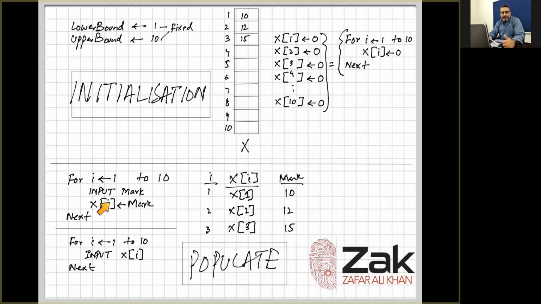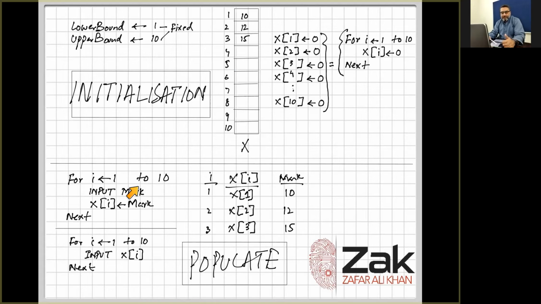So if I is 1 and the mark is 10, x1 will become 10 here. In the next loop, let's say when I is 2, the mark that was entered was 12. So x2, because I is 2, x2 will become 12 here. In the third loop, when I is 3, the mark entered is 15. Then x3, because xi will be assigned this mark, will be 15 over here.